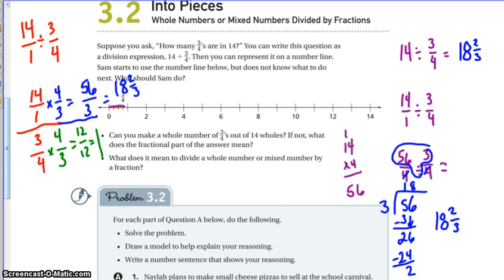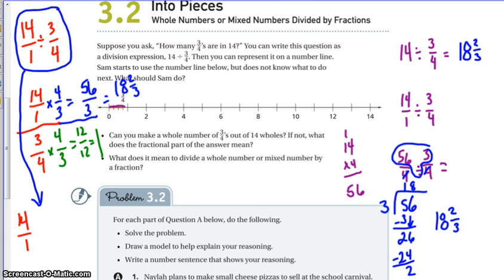So in order to shorten this up, I'm going to go back to my original expression right here, and I'm going to come down here, and I'm going to rewrite it as 14/1. Then I'm going to use my reciprocal, 4/3. And I'm going to be multiplying, okay, because this cleared out the denominator.